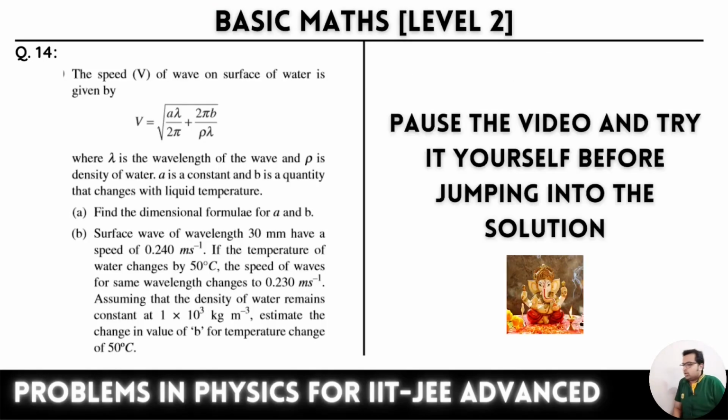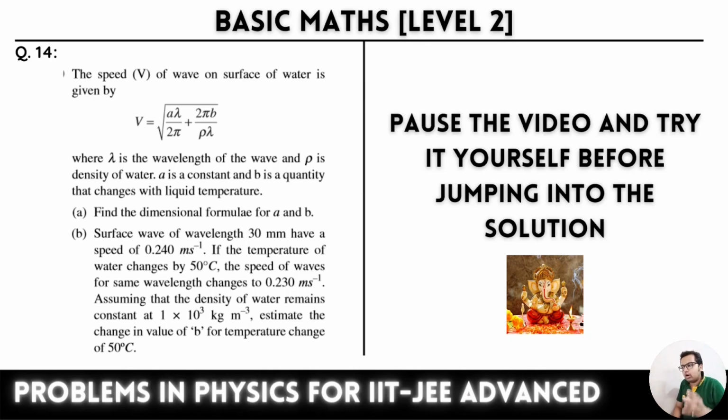Okay. So now let's look into problem number 14. It seems to be a very interesting problem. So let's look into it. The speed v of wave on surface of water is given by v is equal to under root of a lambda upon 2 pi plus 2 pi b upon rho lambda, where rho is the density. So this formula is given.